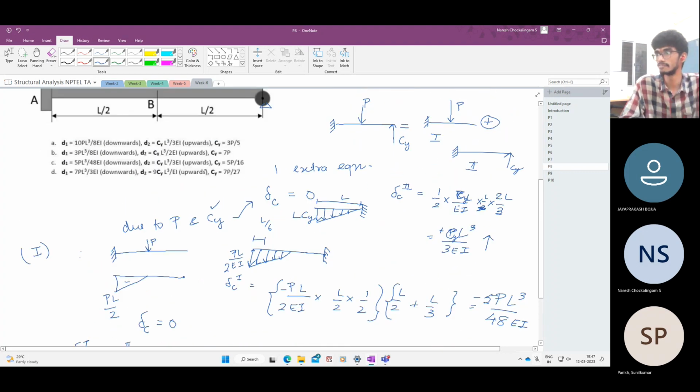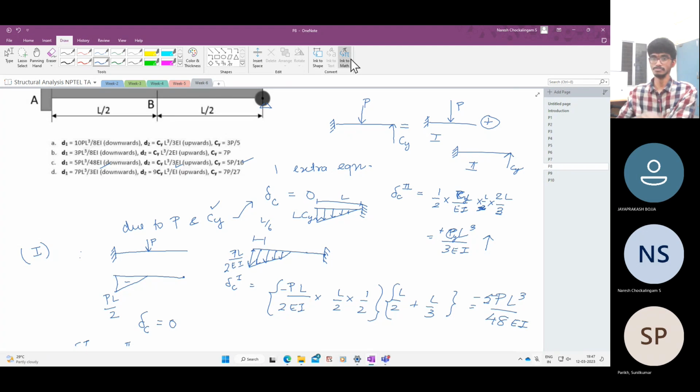So let us see which answer coincides with this. So CY is equal to 5P by 16. D2 is CY L cube by 3EI, that is what we got. And D1 is 5 PL cube by 48. Fine. Now let's go to the next problem.